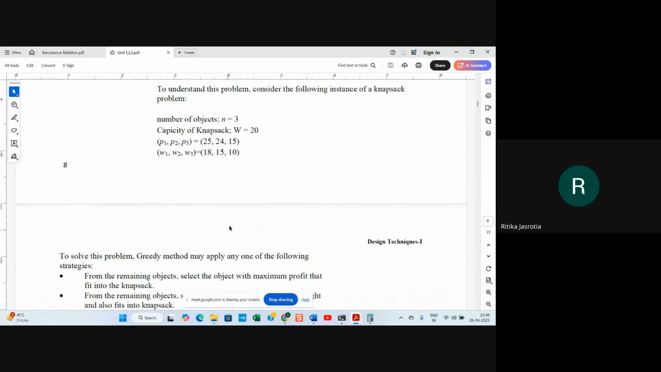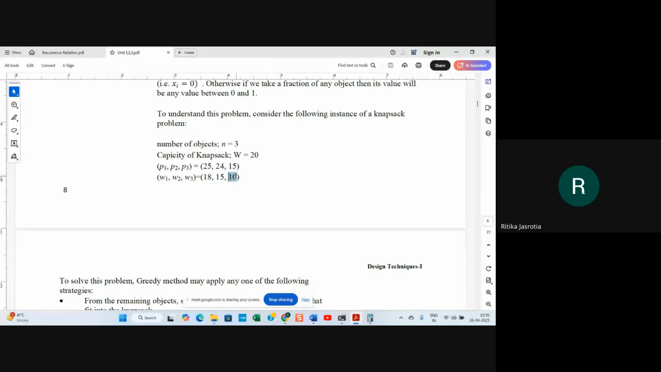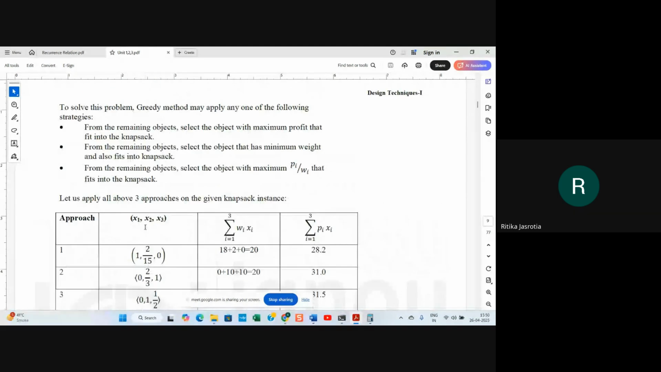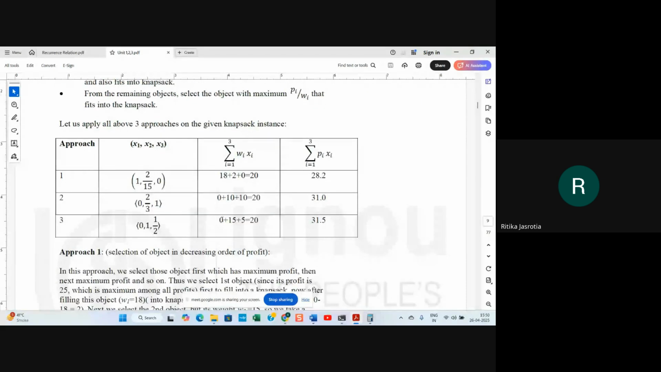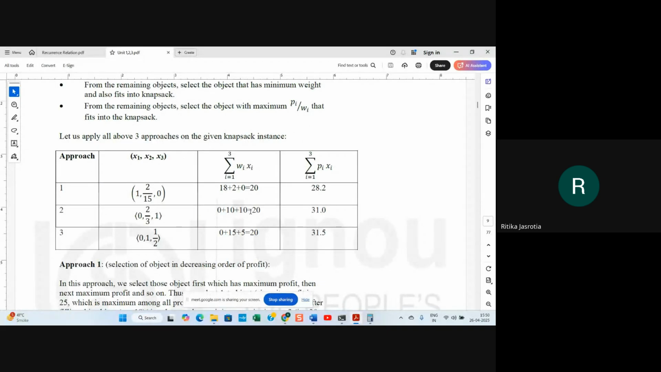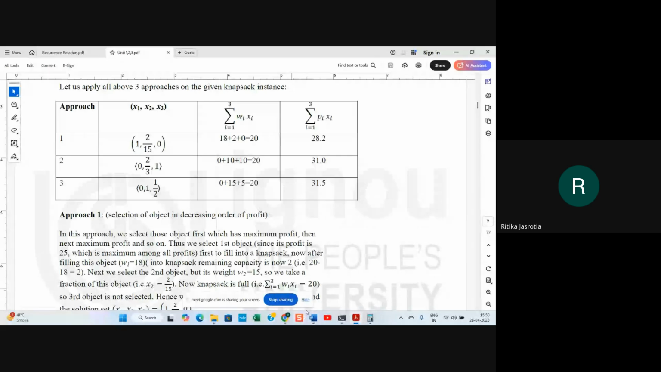So how much from 10? If we have taken 5, that means half, 1 by 2. The whole we have not taken; we are taking half of that weight of 10, so only 5 units. So 15 plus 5, 20 is complete now. Now if we calculate the sum of PI times XI, it will be 1 into 24 plus 1 by 2 into 15.